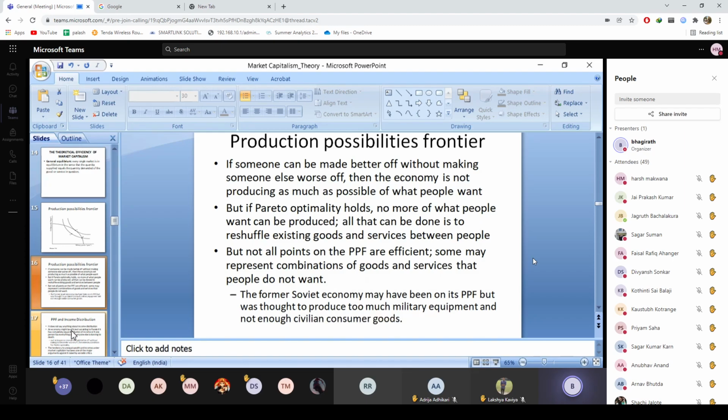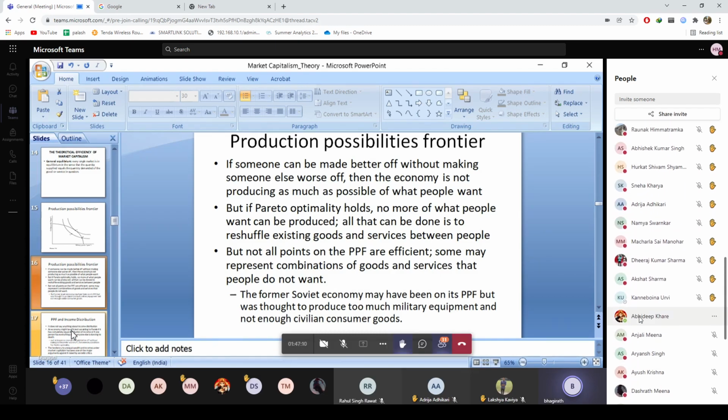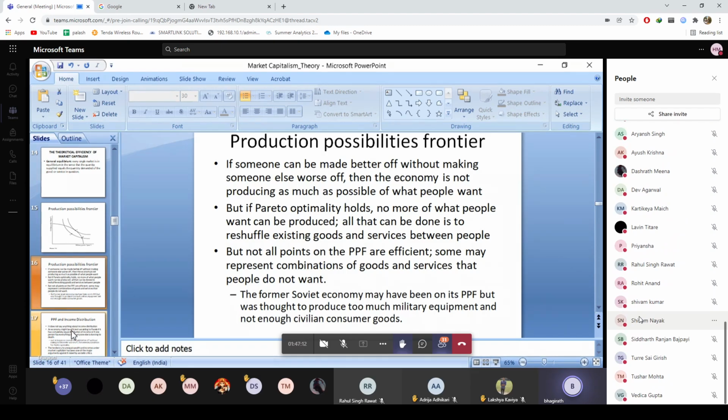Again, we are saying that not all points on the production possibility frontier are efficient. Some may represent combinations of goods and services that people do not want. Like the pharmaceutical economy may have been on its production possibility frontier, like point B, but was thought to produce too much military equipment and not enough civilian consumer goods. Okay.